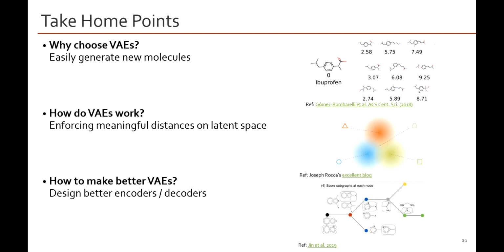And if I'm clever about how I design the way that I encode a molecule to that latent space and then decode it back, I can make better variational autoencoders that, say, learn more meaningful spaces, or at least decode to molecules that are more likely to be synthesizable.